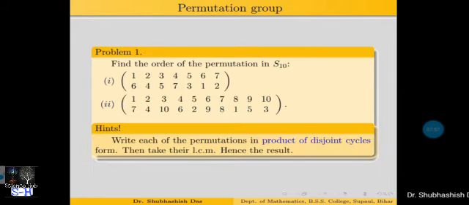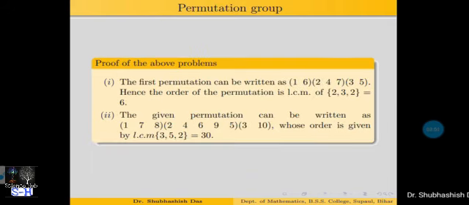The second one, this permutation can be written as (1, 7, 8), (2, 4, 6, 9, 5), (3, 10), whose order is given by LCM of 3, 5, 2, which is equal to 30.